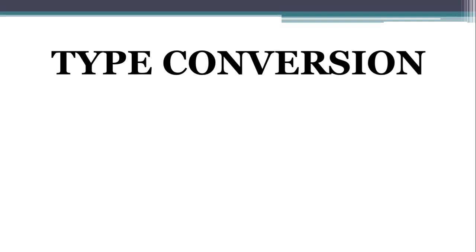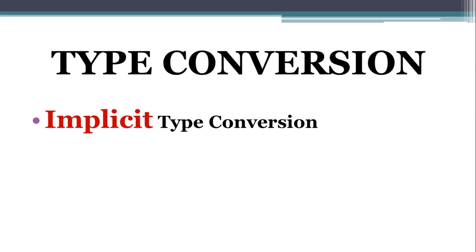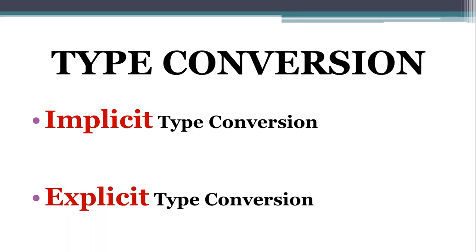In simple terms, the process of converting an object of a particular data type into another type is known as type conversion. For example, you have an object that is of integer type and now you want to convert that into a float object. So this process is known as type conversion. Now type conversion can be of two types. The first is implicit type conversion and the second is explicit type conversion.